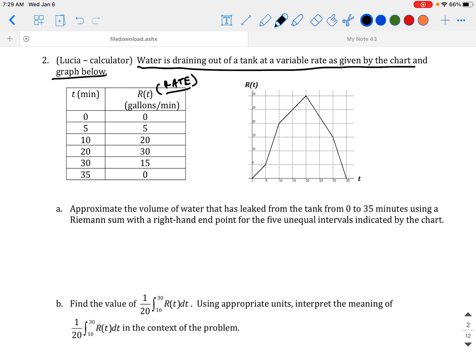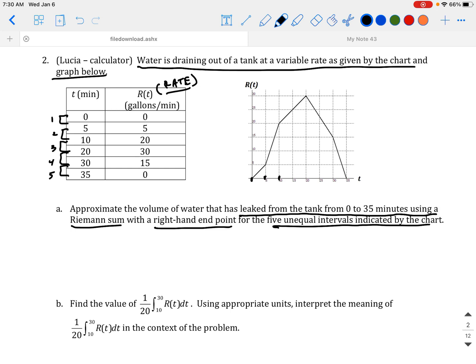So our first step is to approximate the amount that has leaked from the tank from 0 to 35 minutes using a Riemann sum with right-hand endpoints and 5 unequal intervals indicated by our chart. So that means from 0 to 35, we're going to have 5 uneven intervals, which are given. So our first subinterval is 0 to 5, second subinterval is 5 to 10, third subinterval is 10 to 20, then 20 to 30, and then finally 30 to 35, which we can just mark off on our graph here.